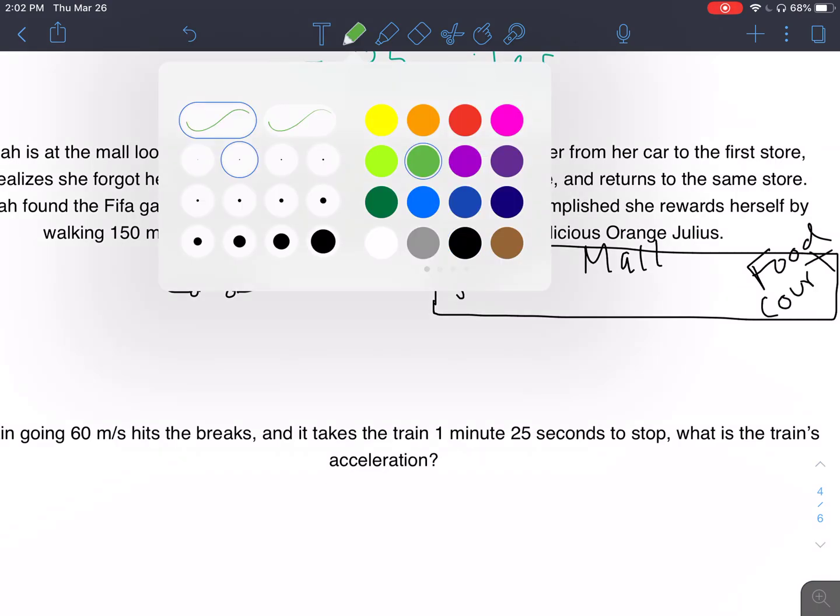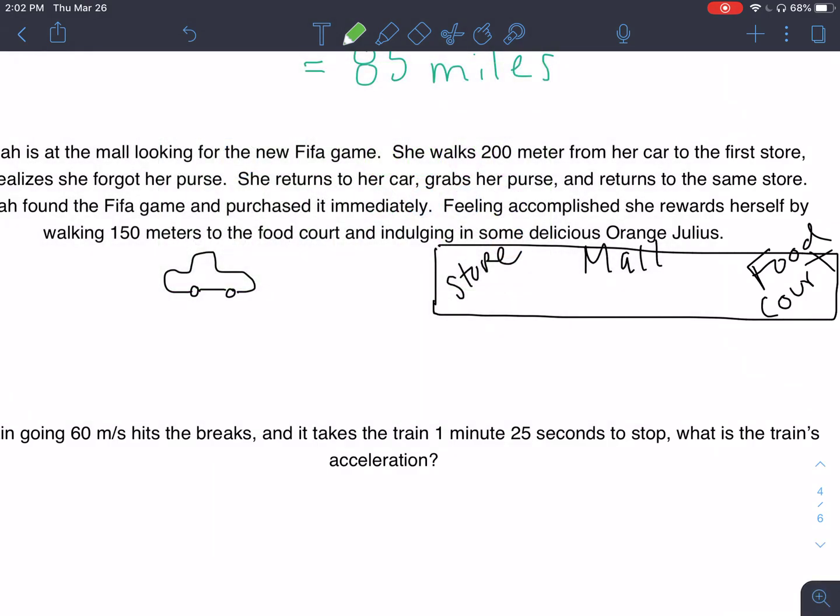All right, let's draw some vectors. So she first walks 200 meters to the store, forgets her purse, goes back and gets it, and goes back to that store. Remember, that is 200 meters. She buys a FIFA game and goes and rewards herself with Orange Julius, 150 meters away. So again, not drawn to scale, but I hope that my diagram made the problem a little less confusing.